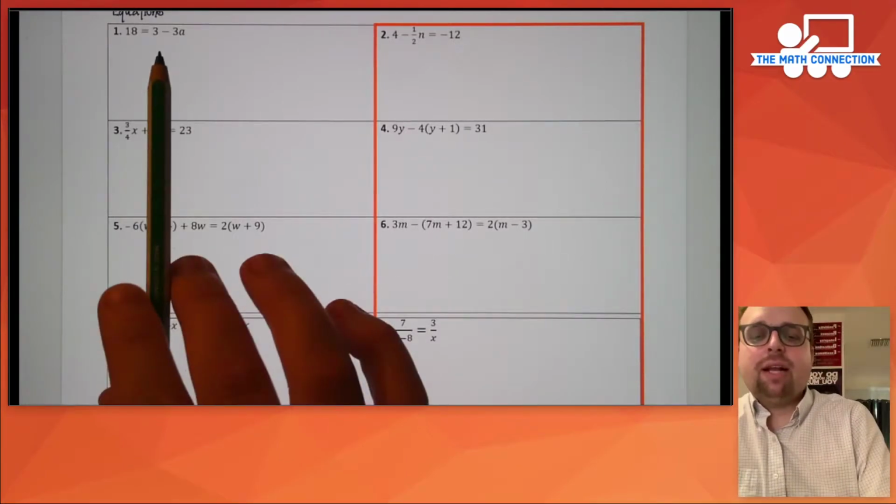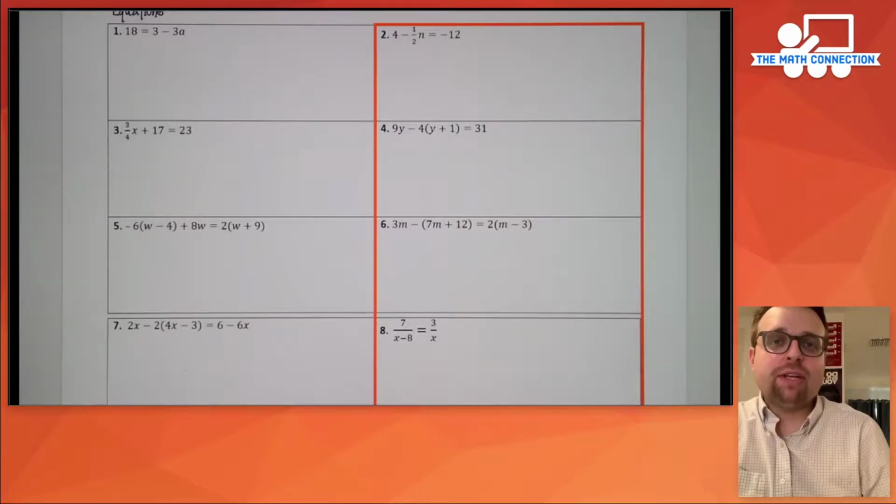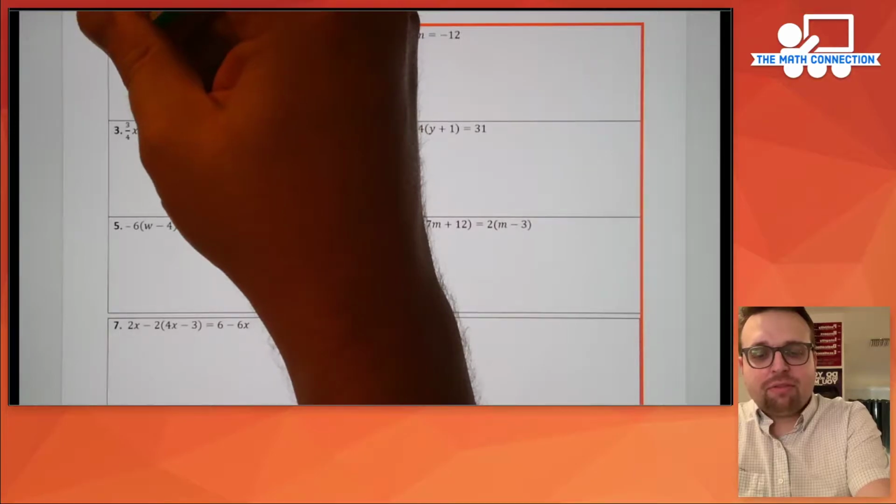So the a is already on the right side here, so I'm probably going to leave it there. But first I'm going to use opposite operations to move some stuff around. So I want to get rid of this 3 first. I'm going to subtract 3 from both sides.